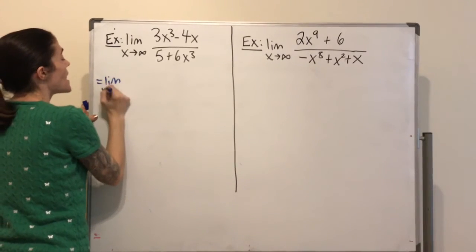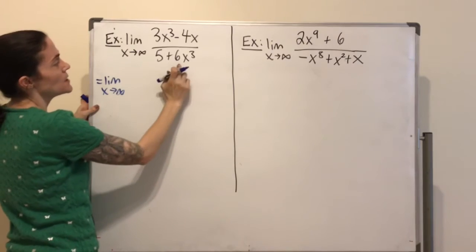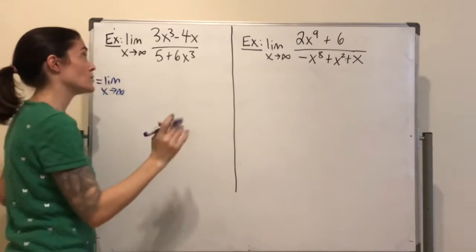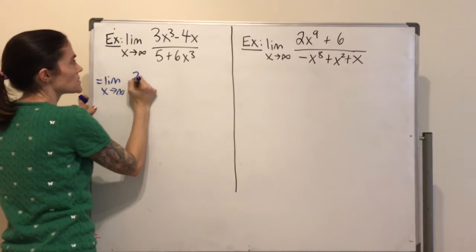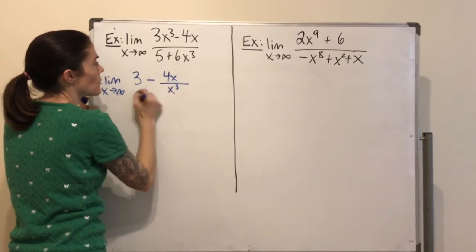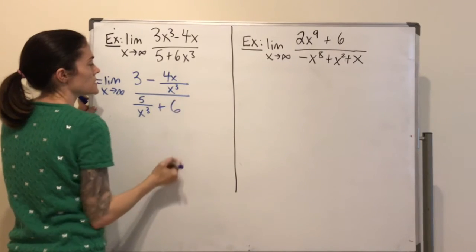Divide every single term by x to that power. Okay, so here, the highest power I see in the denominator is x cubed. If I divide everything by x cubed, this is 3. Maybe I'll do this one in two steps. And then like this. Right?